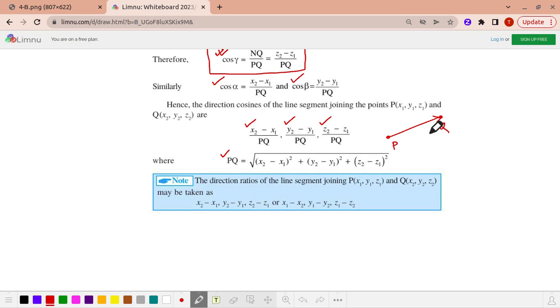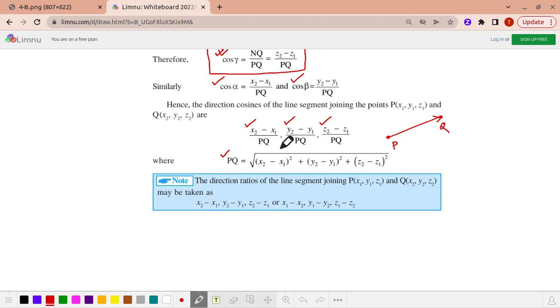Now we know the direction cosines and direction ratios have a relation: they are proportional. When we find the direction cosines, the denominator is always PQ, correct? So x2 minus x1 by PQ, y2 minus y1 by PQ, and z2 minus z1 by PQ are proportional to x2 minus x1, y2 minus y1, z2 minus z1, correct?